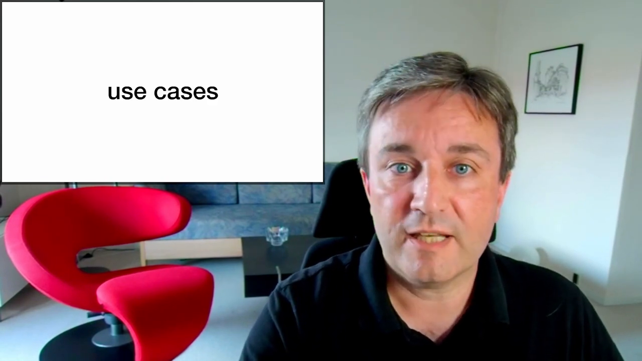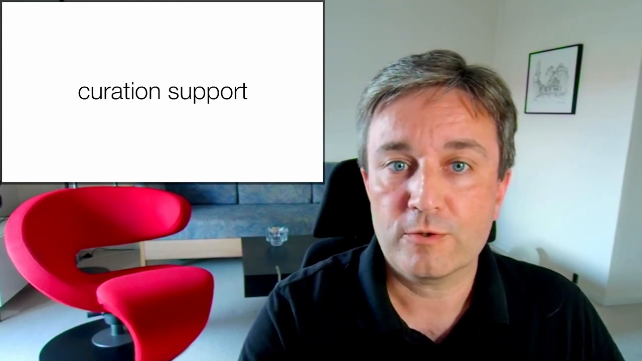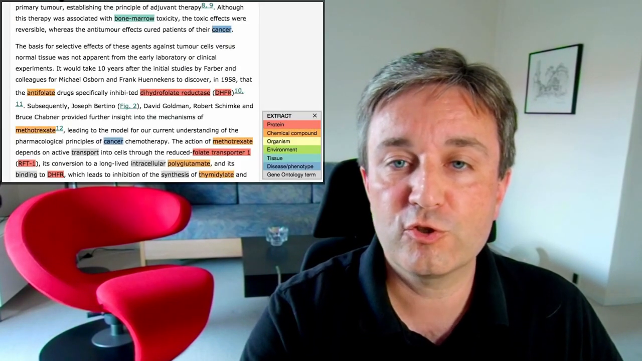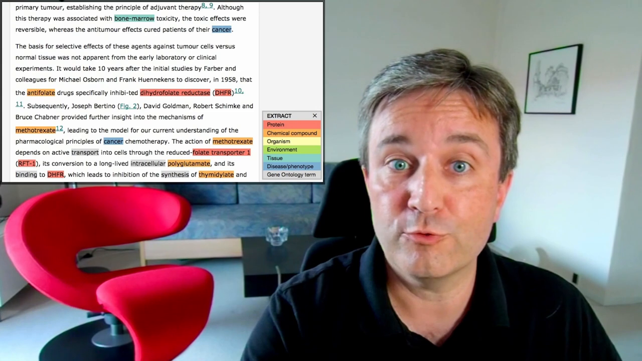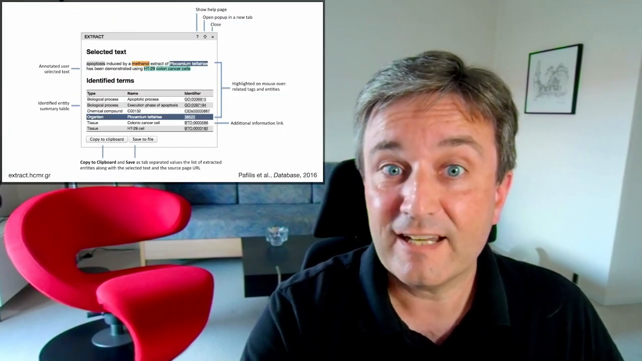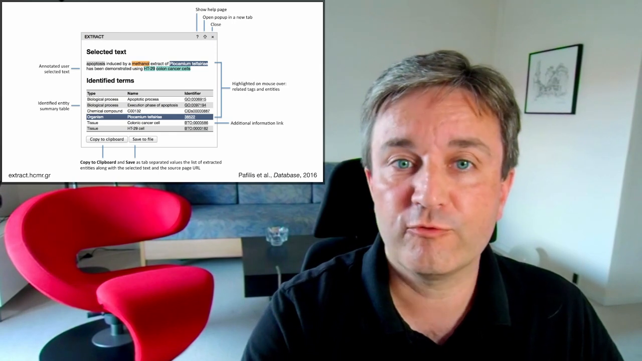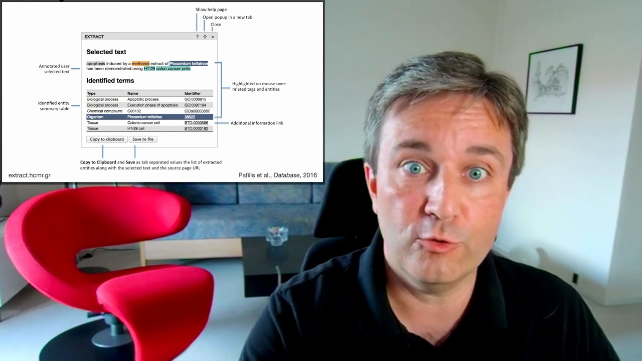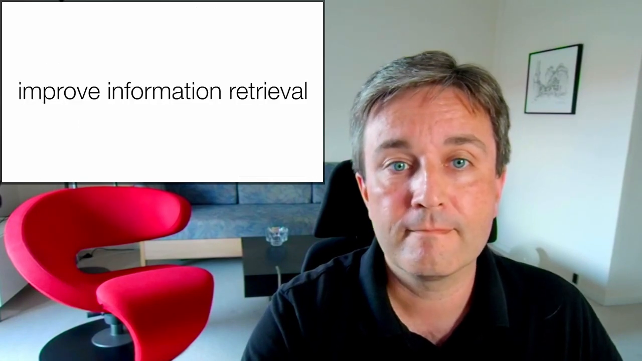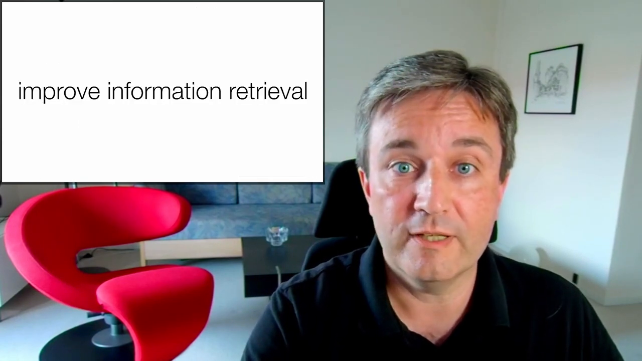What can we use named entity recognition for? One is curation support. If you're a curator making, for example, the UniProt database, it can be useful to use a tool like Extract, which produces this web page where the names are marked up, where you can then click on the names and get pop-ups with useful information about the entities, including the database identifiers, which can make annotation faster. You can use it to improve information retrieval.